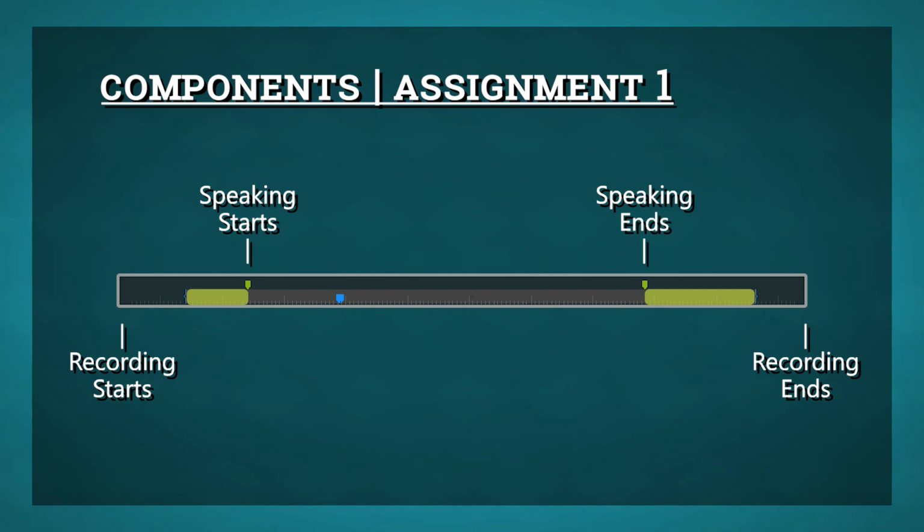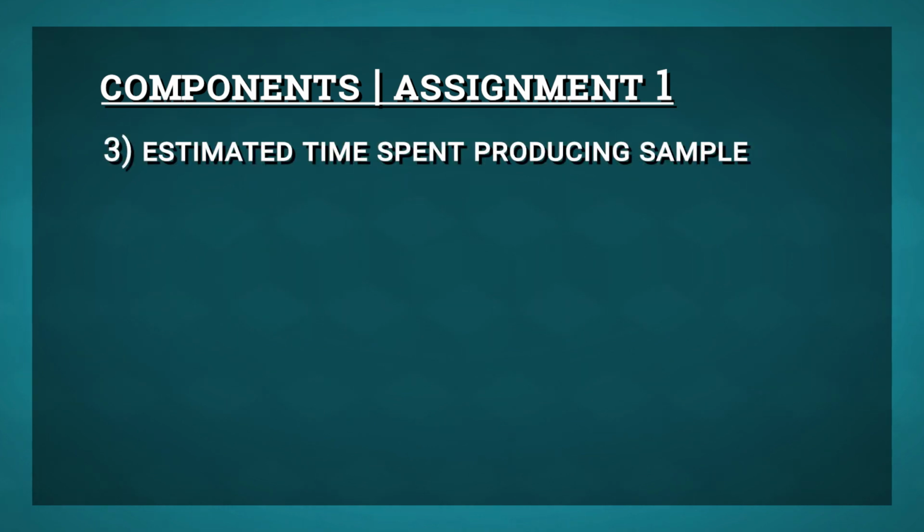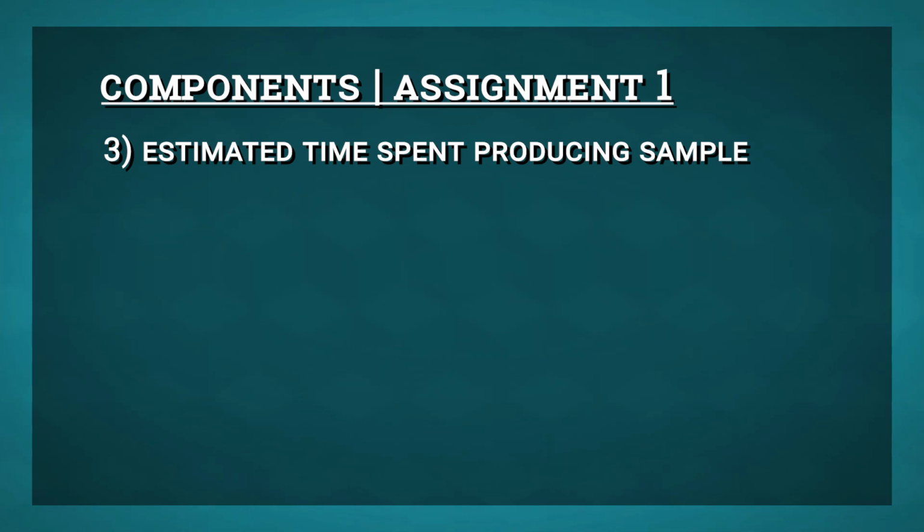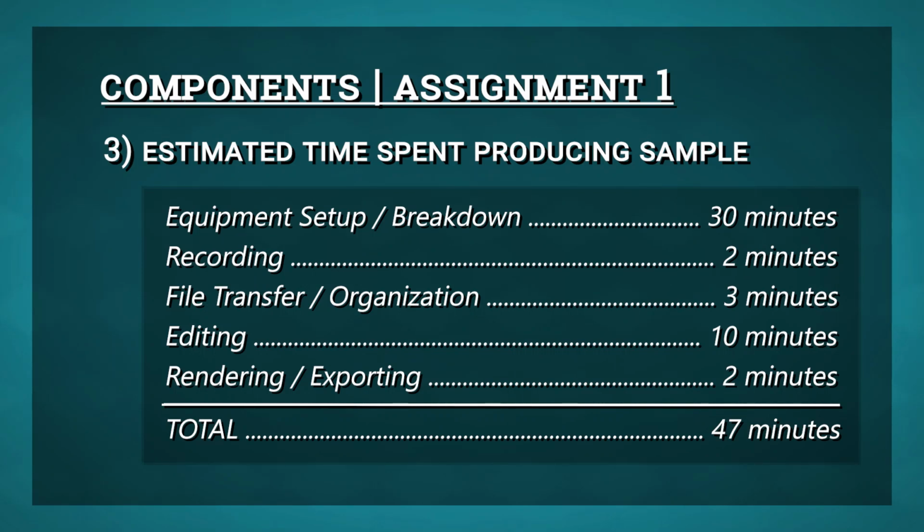In addition to these lists of media components, I'll be providing estimates of the amount of time it took me to produce each of the sample videos. These estimates are based on the whole production process, that's planning, setup, shooting, transferring files, editing, and exporting. All told, my sample name tag took 45 to 50 minutes to produce. You should remember though, that I've been doing this a while and I don't have to follow along with a guide, so you'll probably want to budget a bit more time than that to complete this assignment.